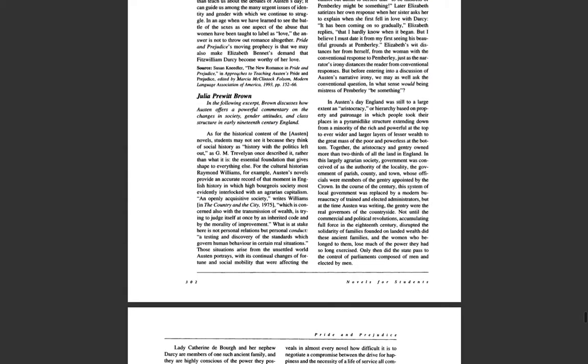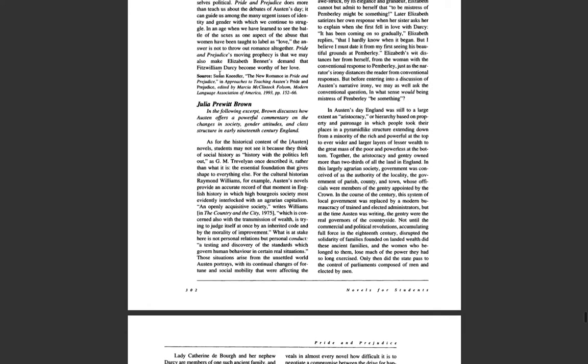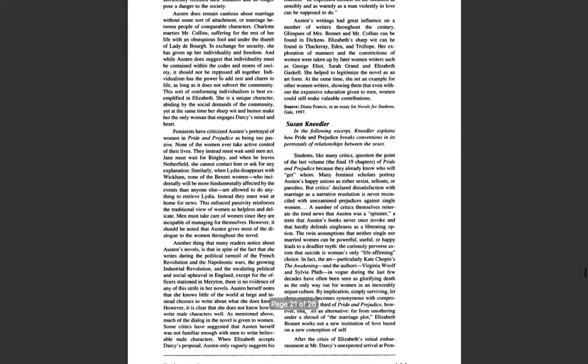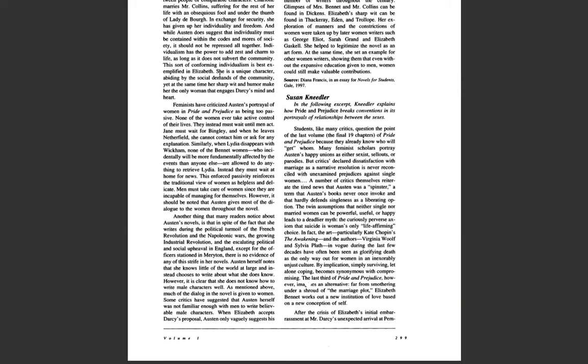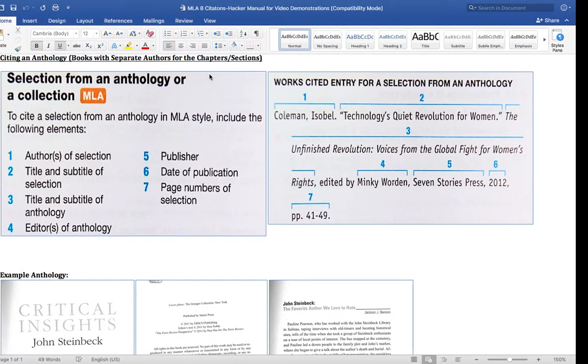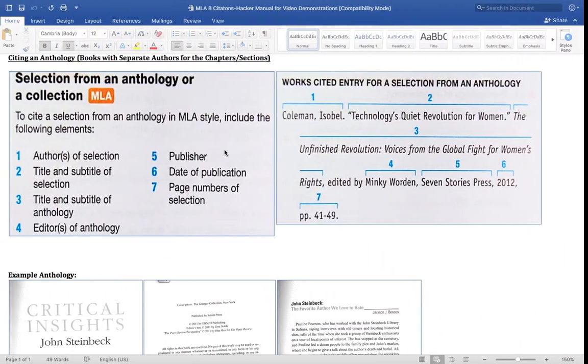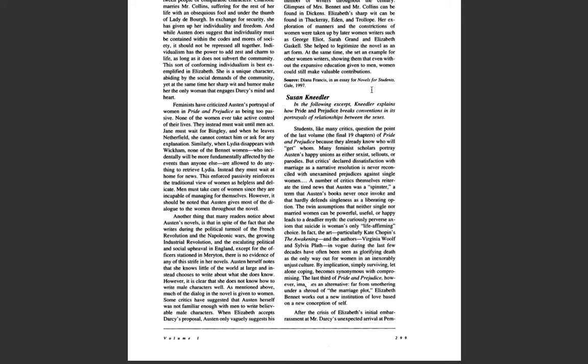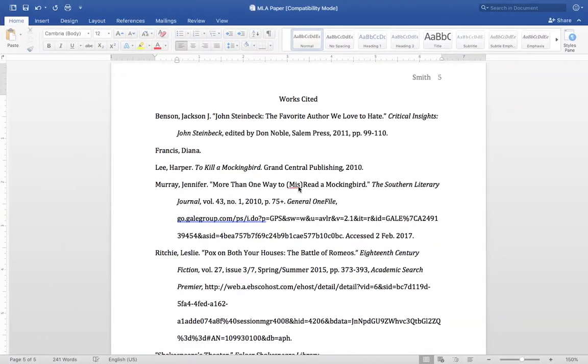So let's scroll to the end here. And yeah, see, this second article lists a title. If you have a title, you need to use it. If you don't have a title, I think the best thing to do is just call this, what does it say over here? Essay for Novels for Students. So we're just going to call it that. And we're going to italicize Novels for Students. We're going to put a period behind it. Okay.